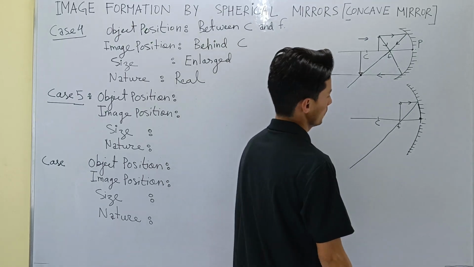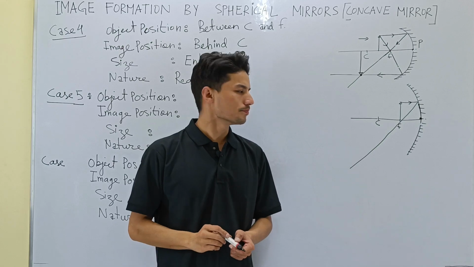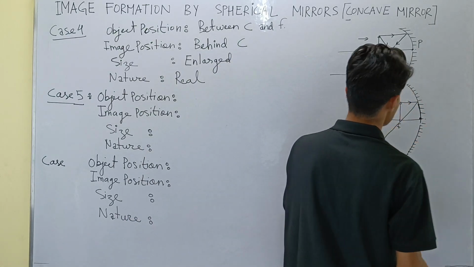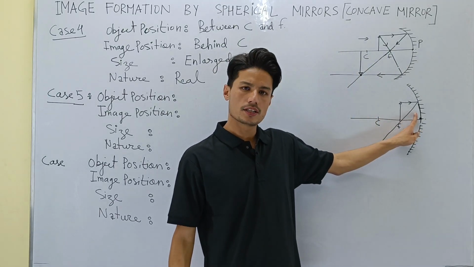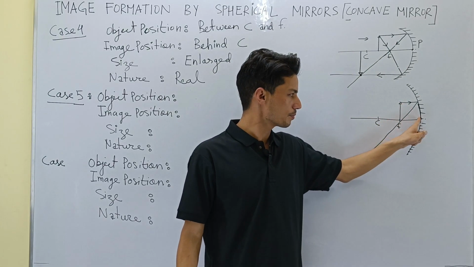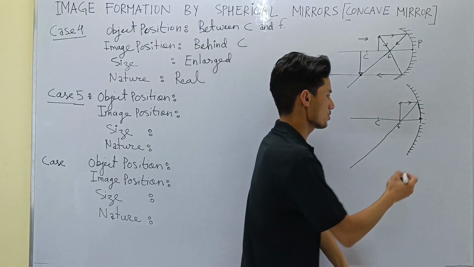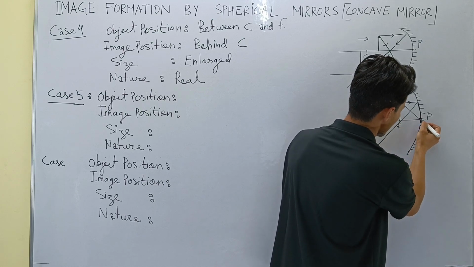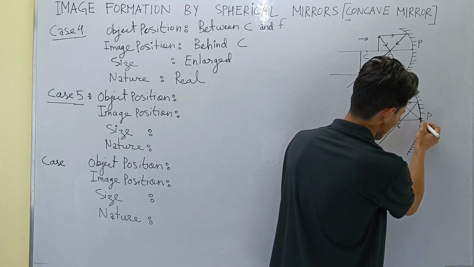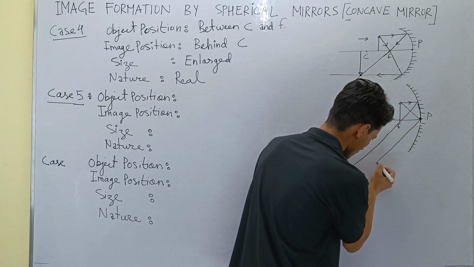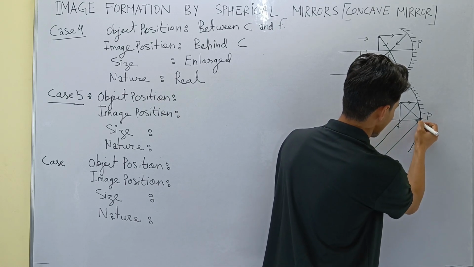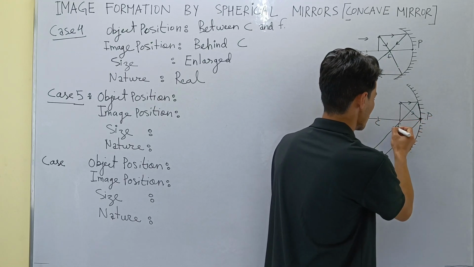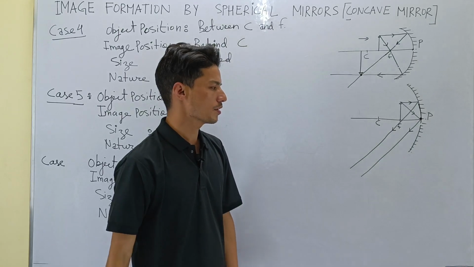Next, which ray should I draw? I will use rule number 4 here. Rule number 4 is the one where it passes through pole, isn't it? So the pole is here. It will make the same angle and go away, like this. So this angle will be the same. This is me following rule number 4.